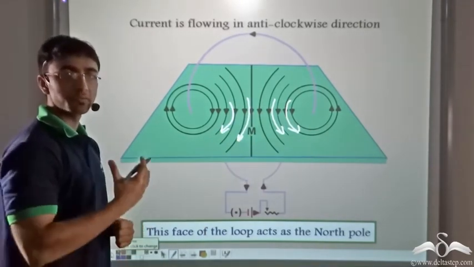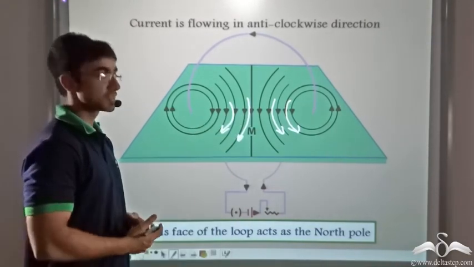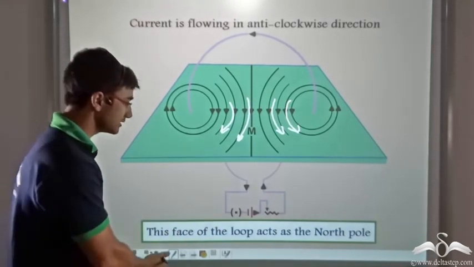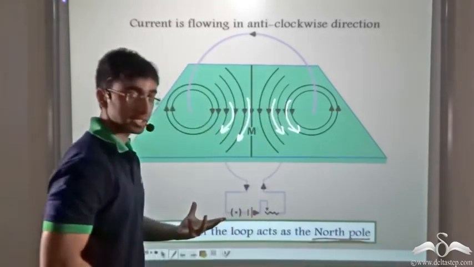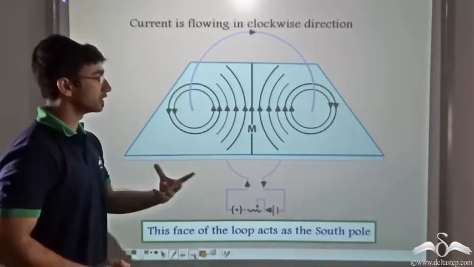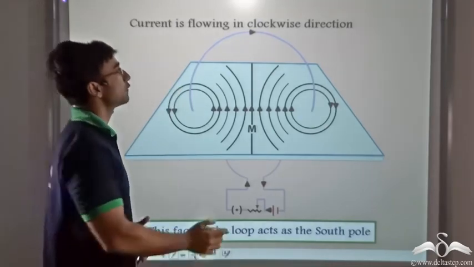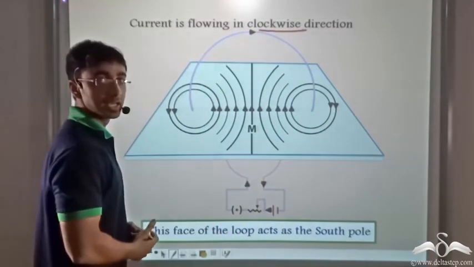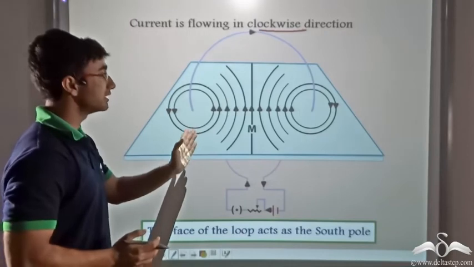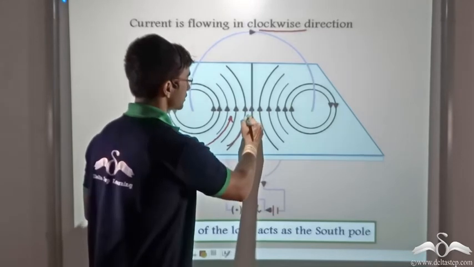Now, what have we studied about field lines? We have studied that field lines come out of the north pole of a magnet. So we can say that when current is flowing in the anti-clockwise direction, that face of the loop acts as the north pole. Conversely, if we consider the other face, now with the other face, current will be flowing in the clockwise direction. Now again, if you consider a compass needle being placed at different points to map the direction of the field lines, you will find that the field lines enter this face of the loop.